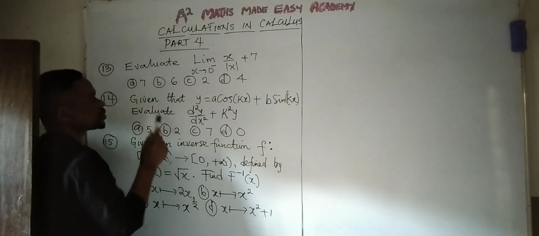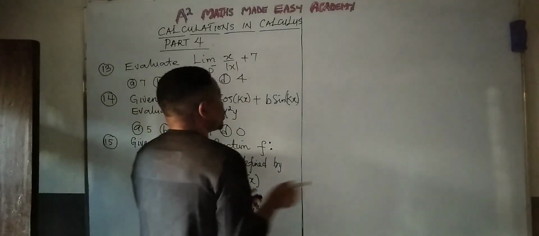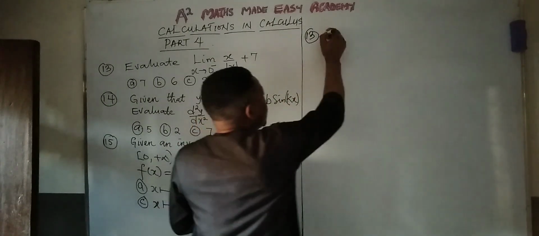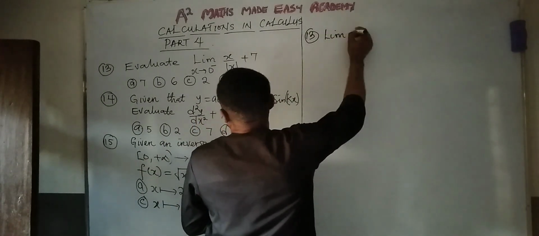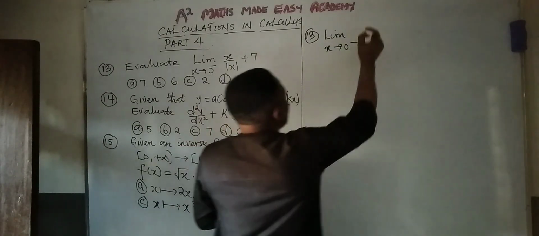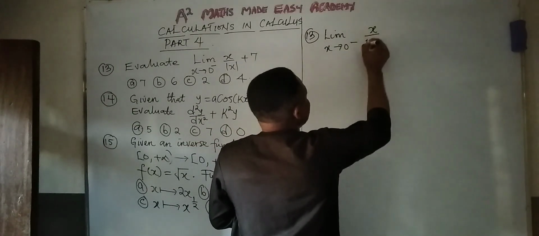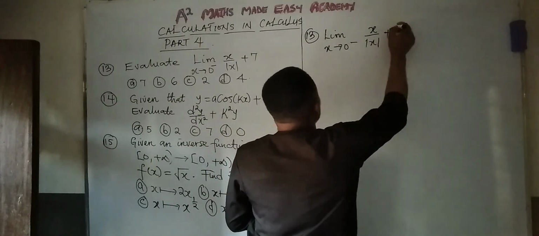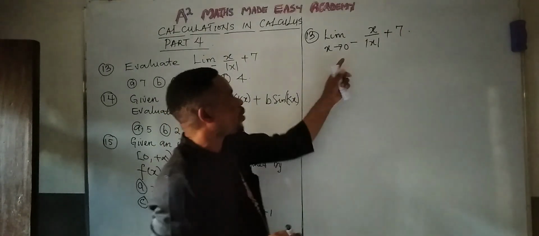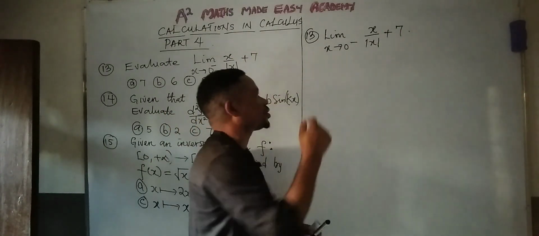And these are the options. Now I want you to watch. Let us solve question number 13. The question says the limit as x approaches 0 minus of x over the absolute value of x, plus 7. Now somebody may ask, what type of limit is this particular question called?